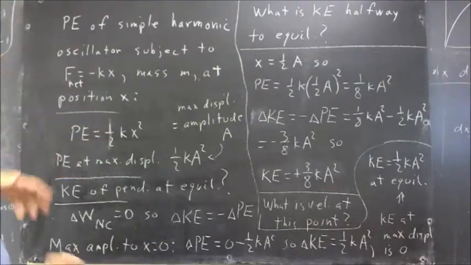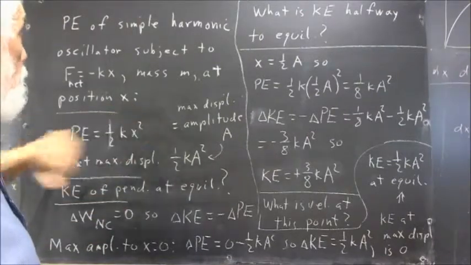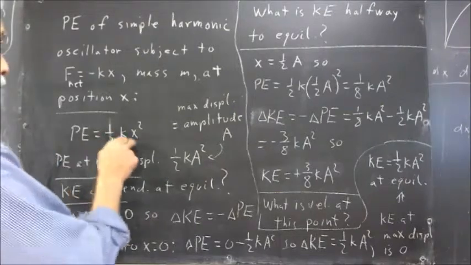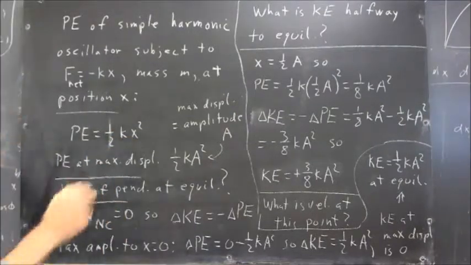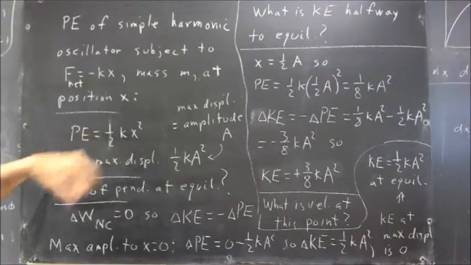Elastic potential energy, it's not just a formula, it's something you can derive. You should think about how that's derived. The result is potential energy is 1/2 kx squared, and we get that by integrating negative kx, the net force, with respect to x.